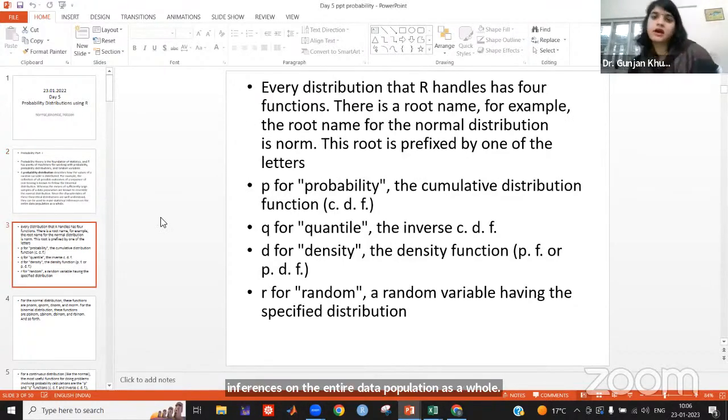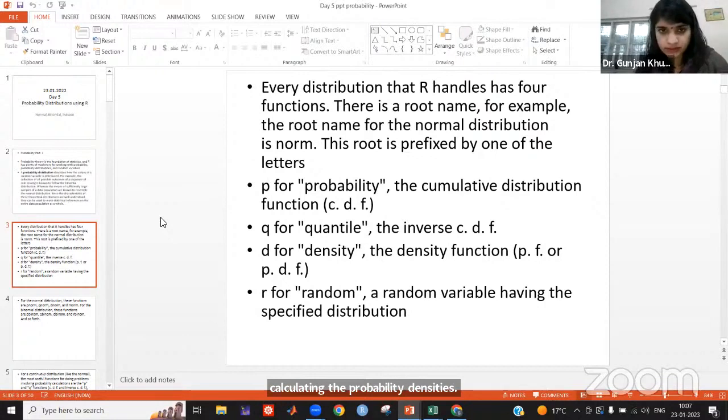Every distribution that R handles has 4 functions. So what are the functions related to probability distribution? Probability density function, cumulative distribution function, then inverse cumulative distribution function, which is called quantile. Then PDF, everyone knows, it's a basic terminology for calculating the probability densities. Then R for random, a random variable.